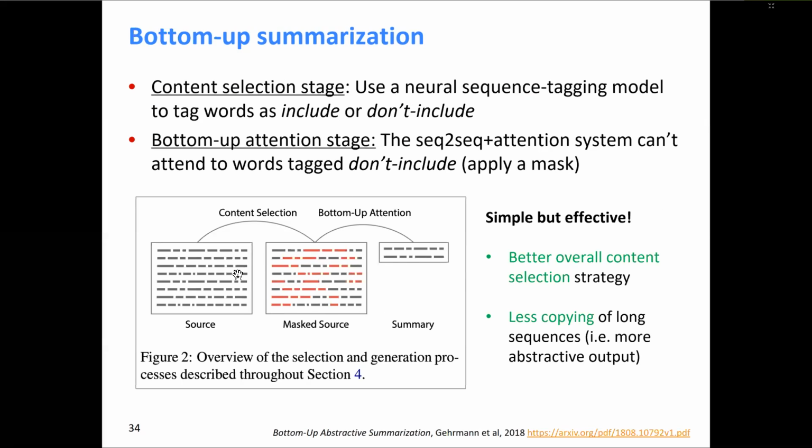It's actually a very simple idea, but people find it gives a better overall content selection strategy and also less copying of long sequences. Because you break it up, it's not possible that every word of a long sentence is that important; maybe it's just a part of it. So you already break the long sentence, and then you provide the most important raw materials for the sequence-to-sequence model. This model was proposed in 2018. I think it's a very interesting idea, and although simple, it's effective in improving the copying mechanisms in the sequence-to-sequence model.